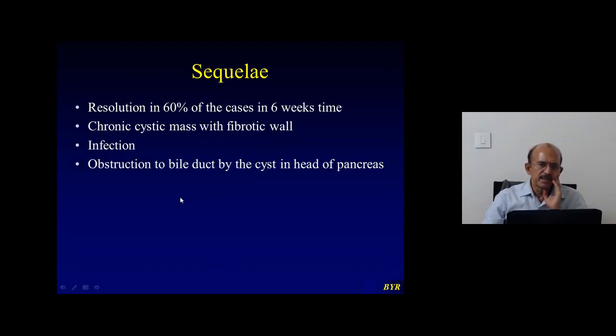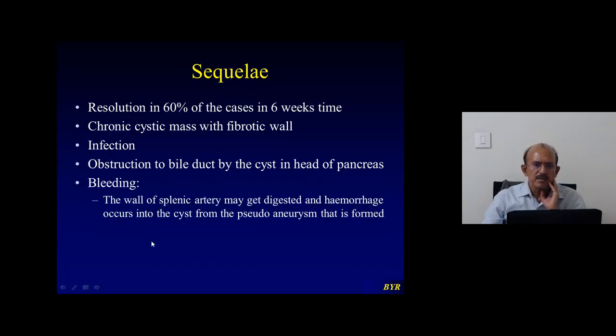Infection leading to abscess. Obstruction of the bile duct by the cyst in the head of the pancreas, producing jaundice. Bleeding into the cyst. The wall of the splenic artery may get digested by the enzymes, and hemorrhage may occur into the cyst from the pseudoaneurysm that is formed. Rupture. It may rupture into the peritoneal cavity or other viscera like the stomach, duodenum, transverse colon, small bowel.